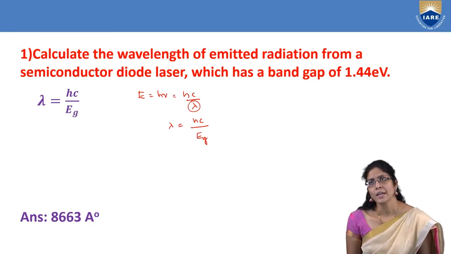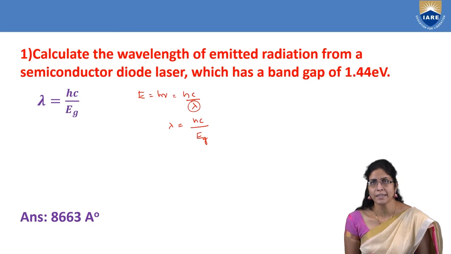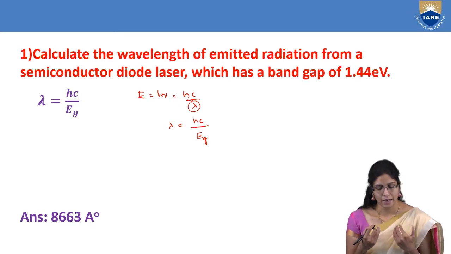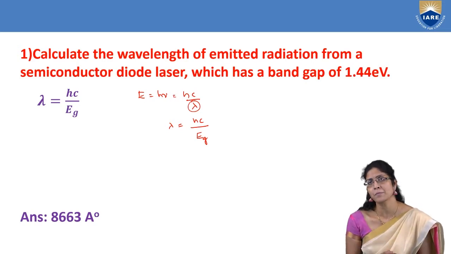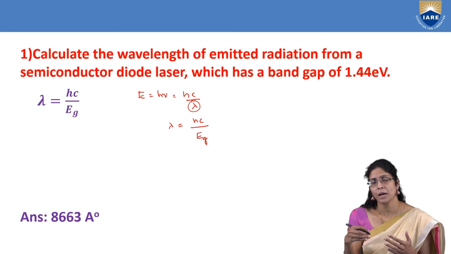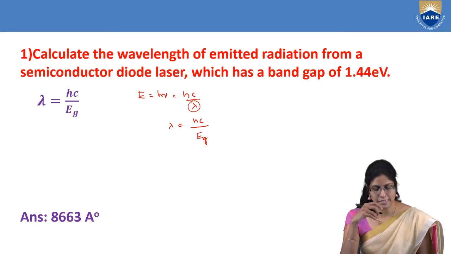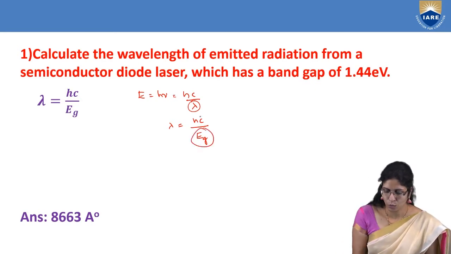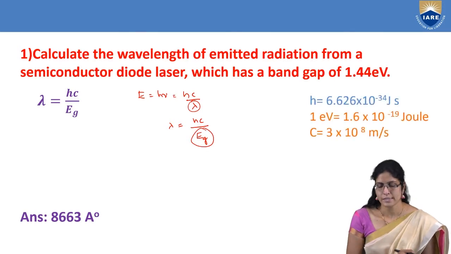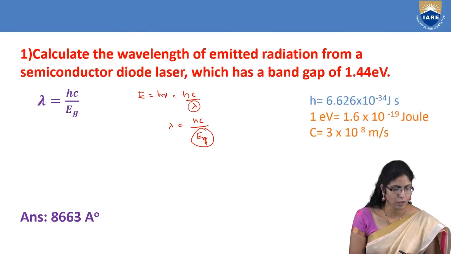And this energy is the energy needed for the absorption to take place, when the atom goes from the lower energy level to the higher energy level, which is the primary step for the stimulated emission to happen when the atom decays from the metastable state. Now you are given the Eg, you know h, and you know c. Just substitute all of them here.